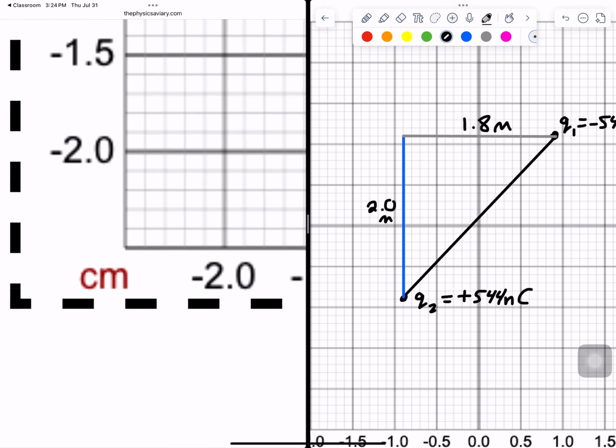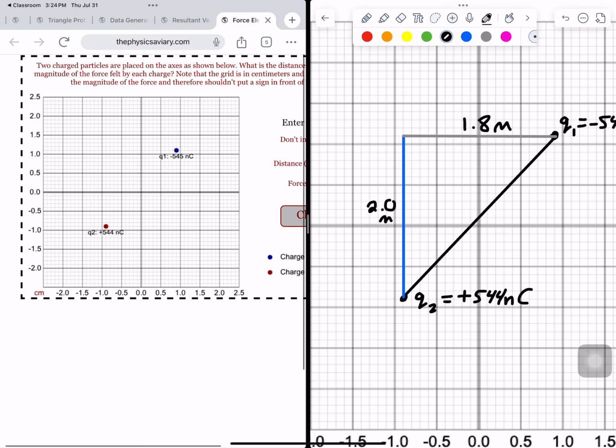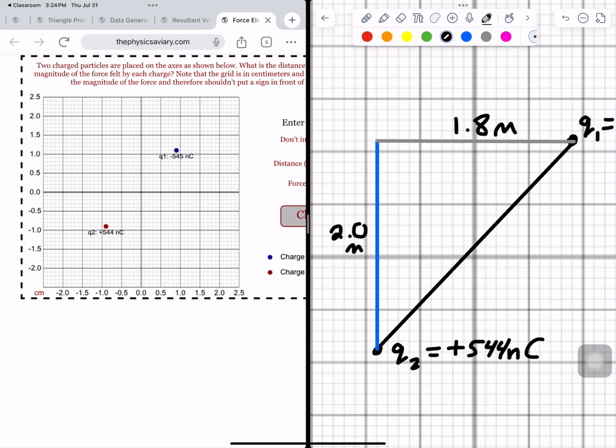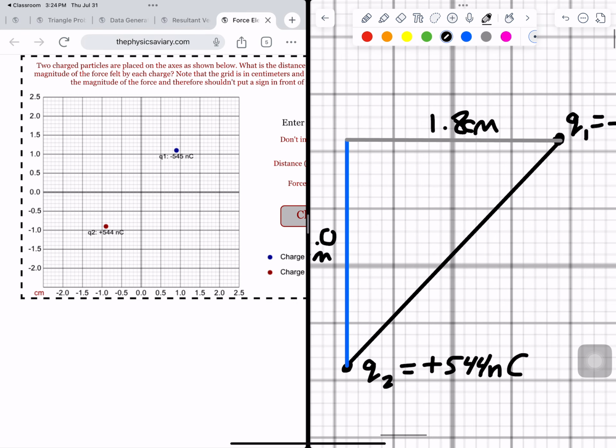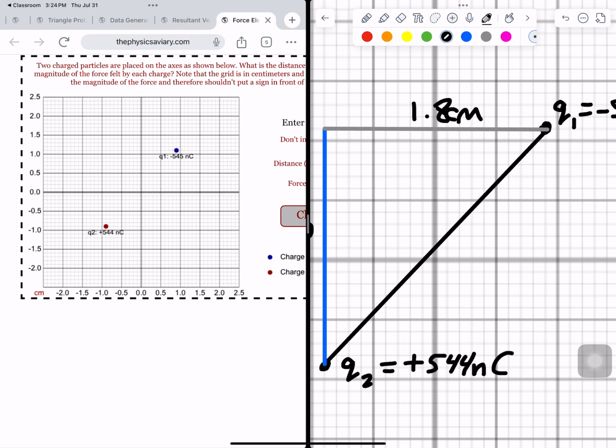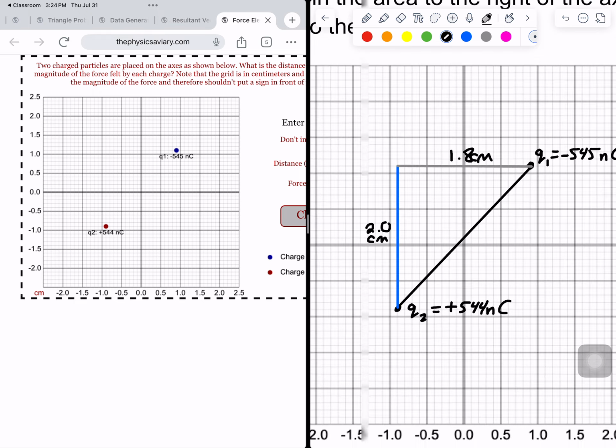Oh, sorry. It's in centimeters, not meters. So I know that this is in centimeters. This is in centimeters. So I can find this distance in centimeters, and then once I find it in centimeters, I can convert it to meters to be able to run the calculation. So here we go.